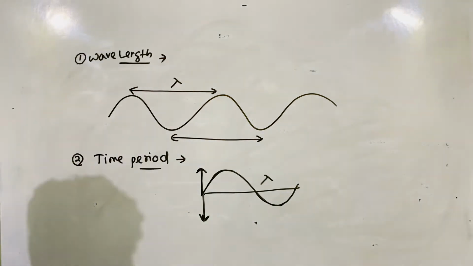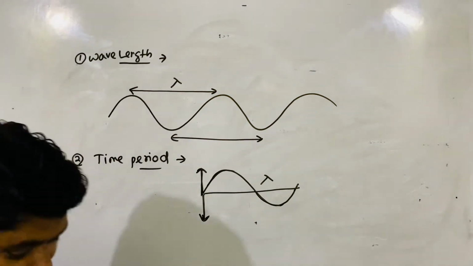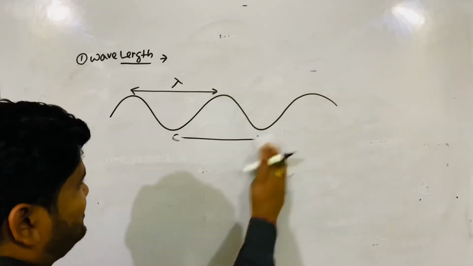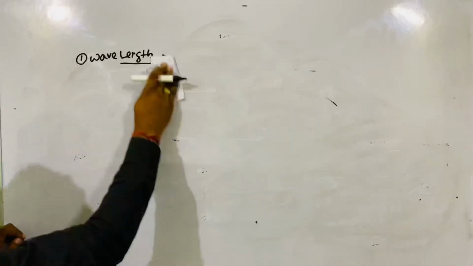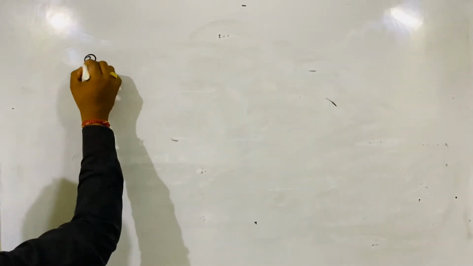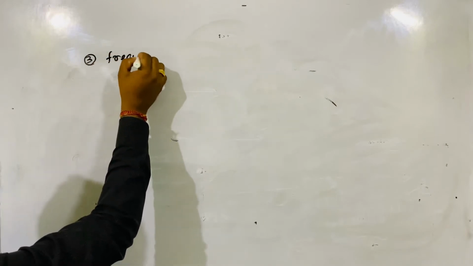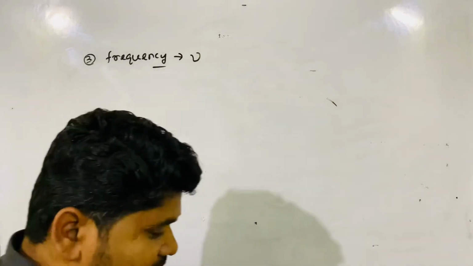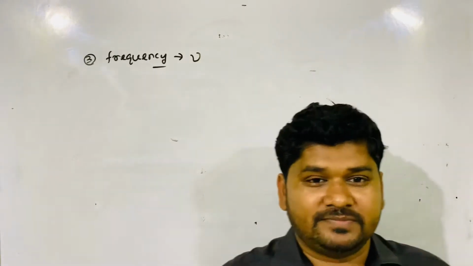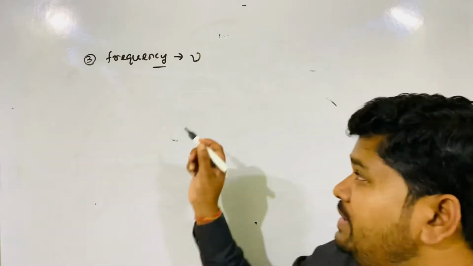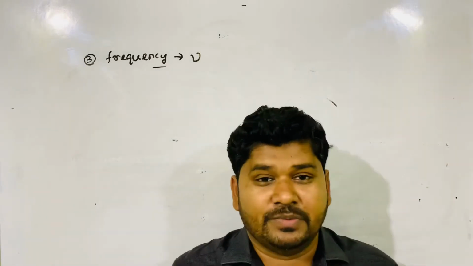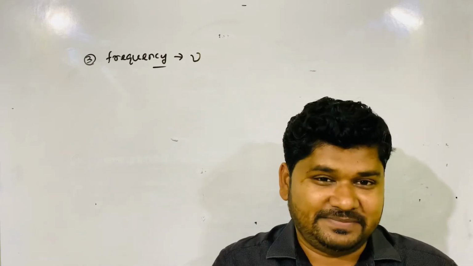Let's come to the next term. The next term is frequency, point number 3. Frequency is denoted by nu; you can use many symbols, maybe f or n, but I am writing nu here. What is this frequency?